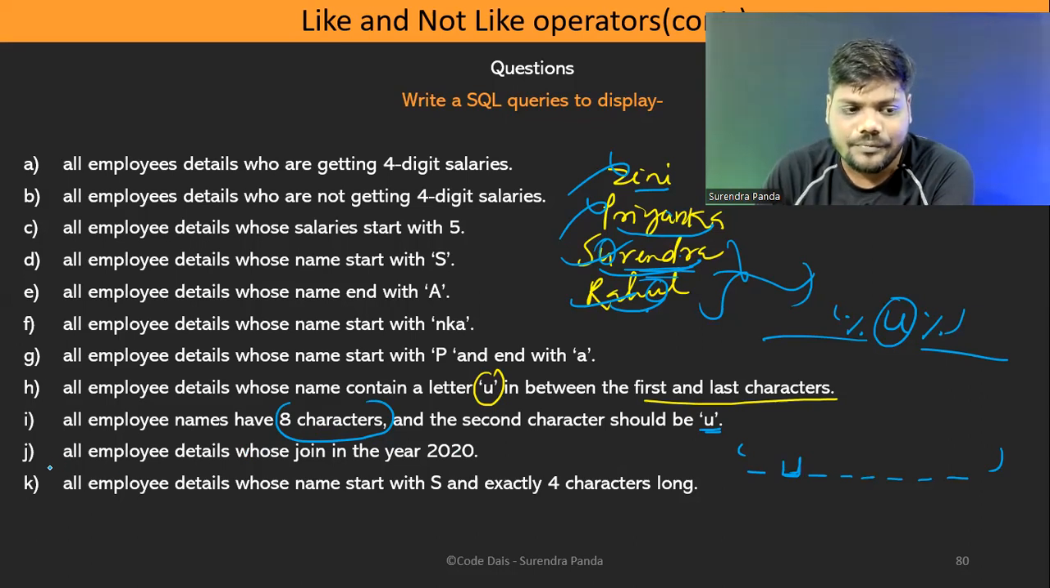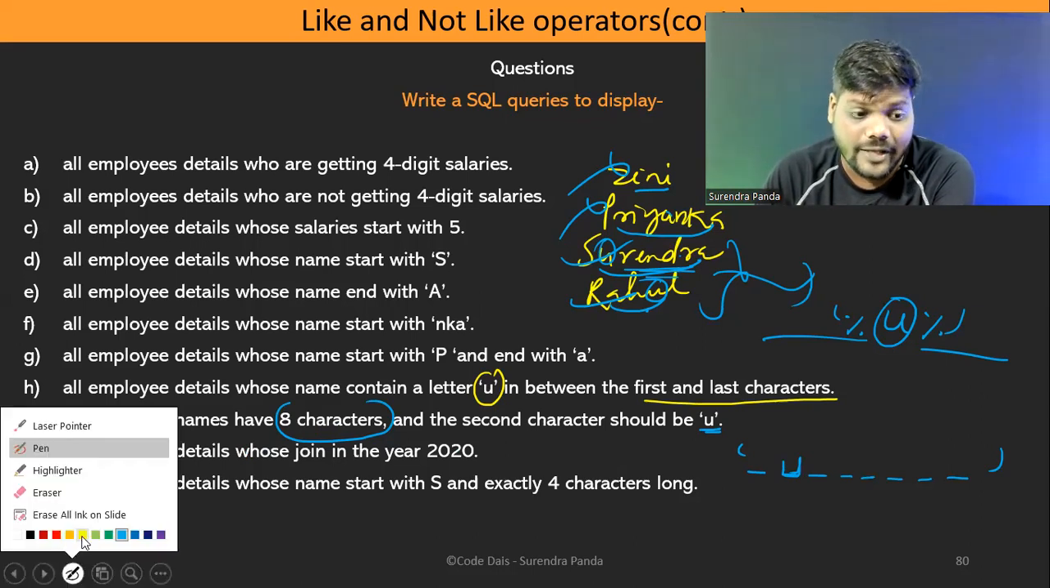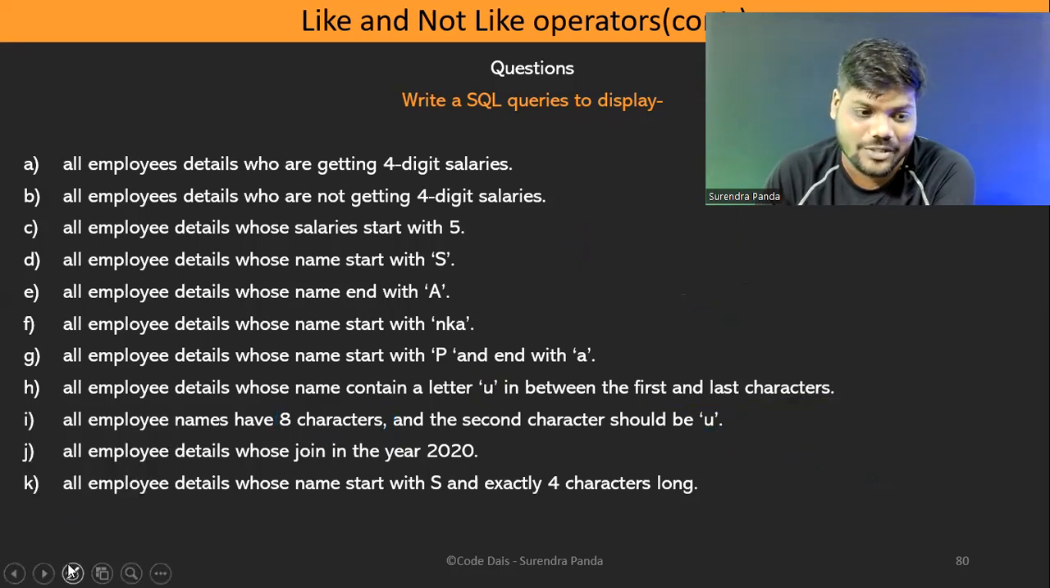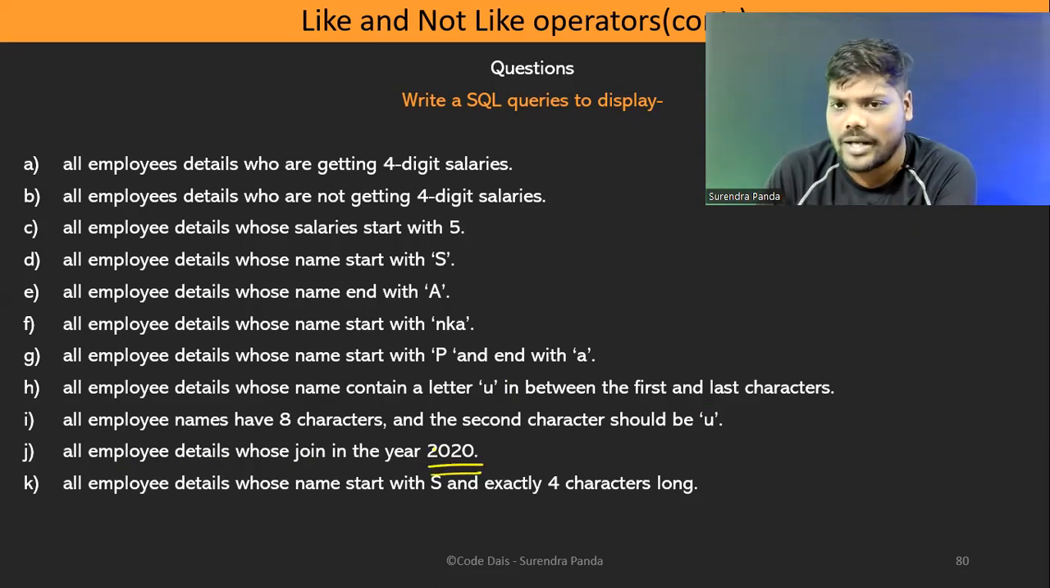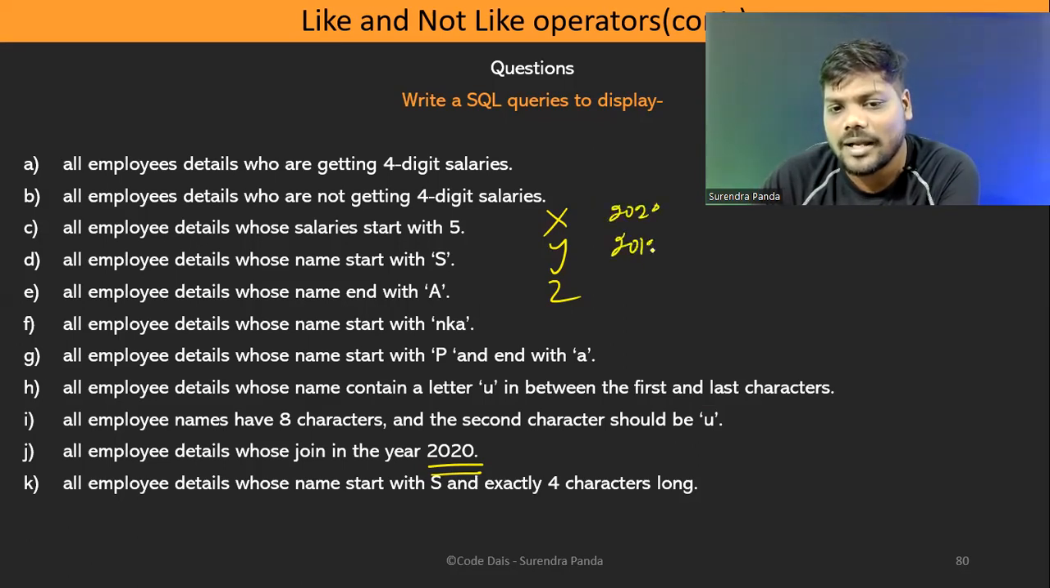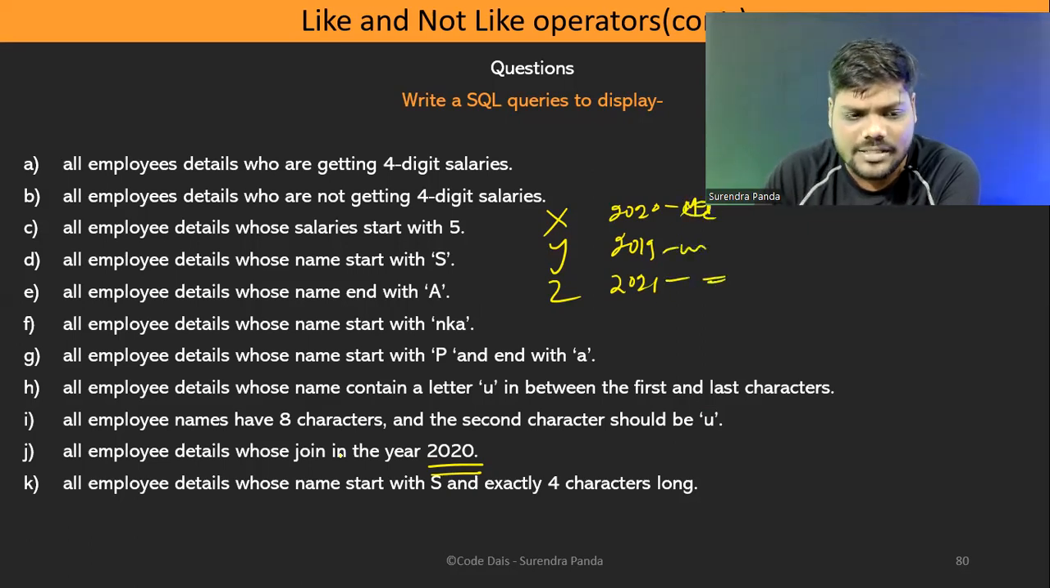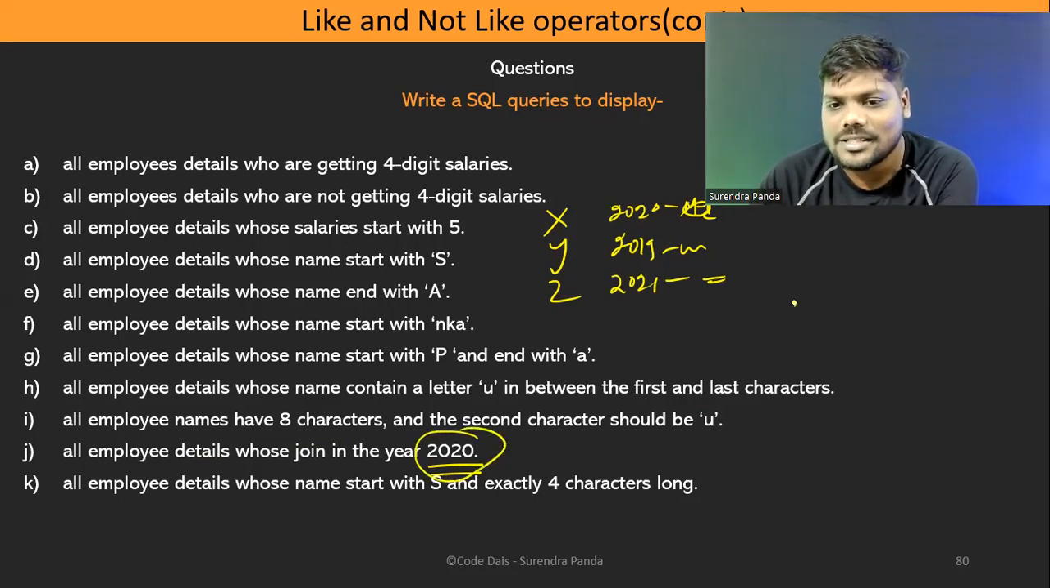So next. The next one is very important, extremely important. Display all the employee details of those who joined in the year 2020. Suppose the name is X, Y, Z. In MySQL, our date format is year first, like 2020, 2019, 2021. Then the month comes, then the date. So we have to display all the employees who joined in 2020, so the starting is 2020, then anything, then anything.